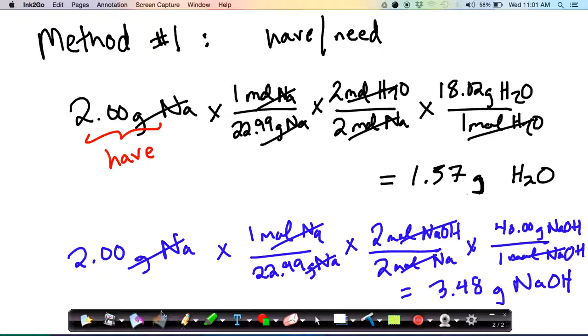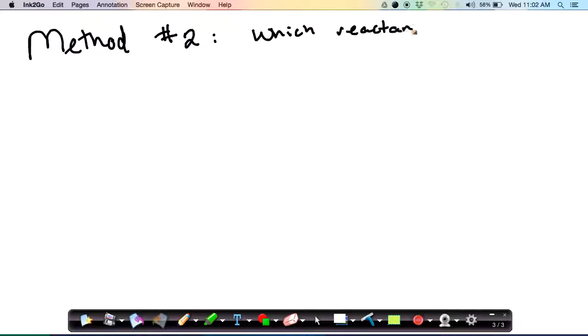Okay, so that's method number one for determining limiting reactant. And then we also show here how we can use the limiting reactant to calculate the mass of one of the products in our chemical reaction. So let's take a look at an alternative approach. Method number two. We're going to call this one "which reactant makes less." Just our shorthand name for this second approach.